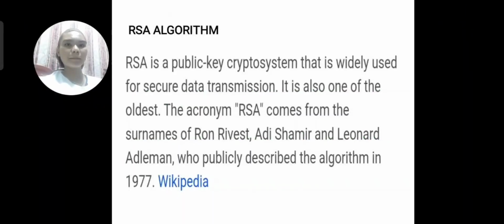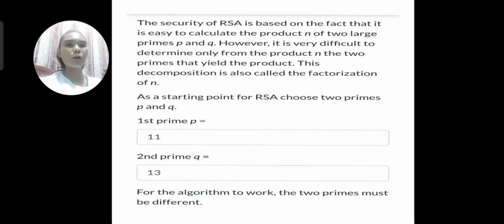RSA algorithm. RSA is a public key cryptosystem that is widely used for secure data transmission. It is also one of the oldest. The acronym RSA comes from the surnames of Ron Rivest, Adi Shamir, and Leonard Adleman, who publicly described the algorithm in 1977.